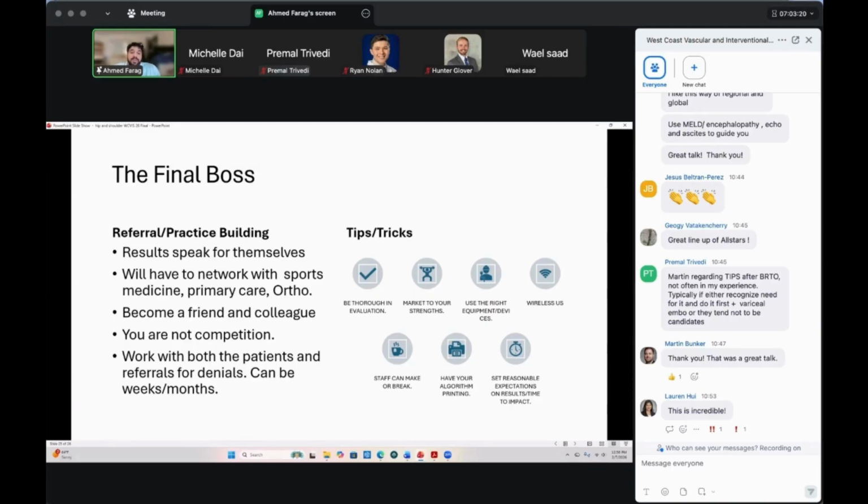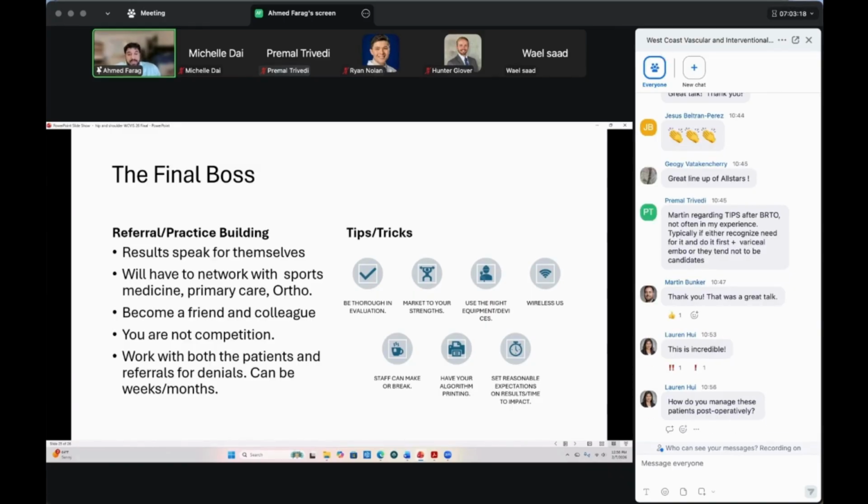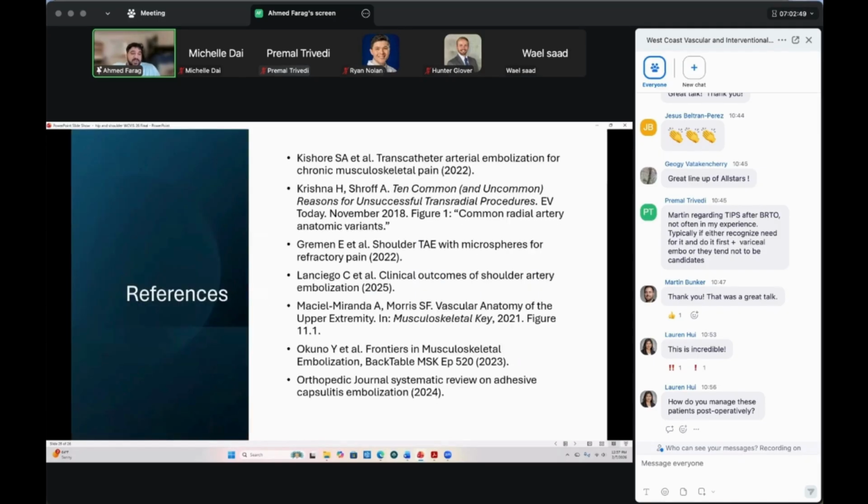So work both with the patients and the referrals for any denials. Be thorough, market to your strength, use the right devices like we talked about. I have a wireless ultrasound in office that makes my life so easy. You take that around, you can essentially in the room know exactly what you're getting yourself into. Treat your staff well. They can make or break you. Make sure you have your algorithms printed. You don't want to get in a situation where you're dealing with somebody who's brand new and they have no idea what's going on. So have your cheat sheets all around and then set expectations. In the beginning, all this stuff is going to be hard, but it gets much easier as you go.